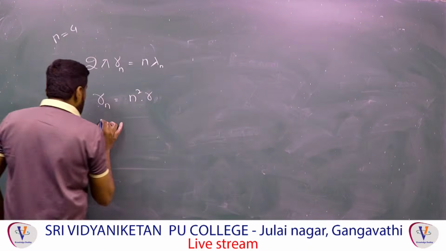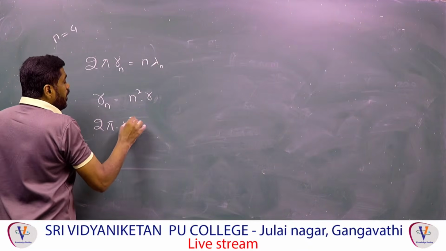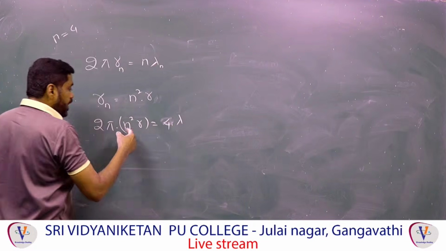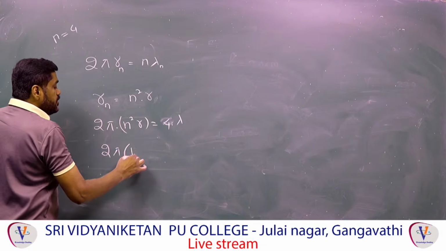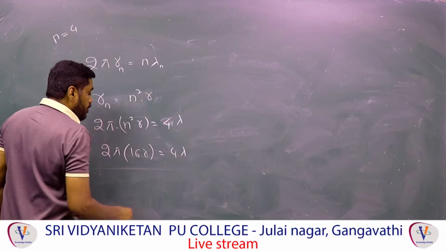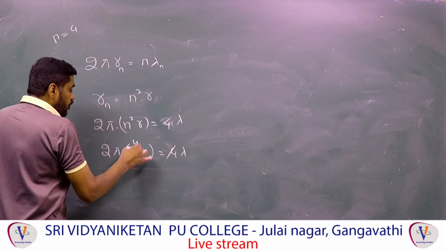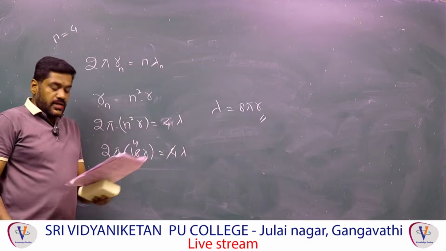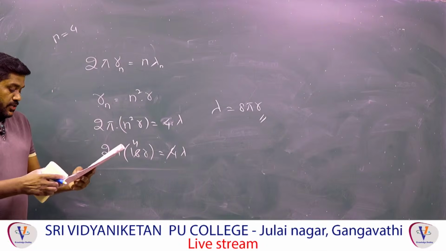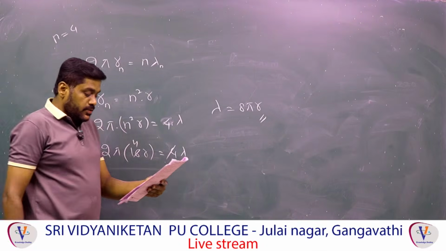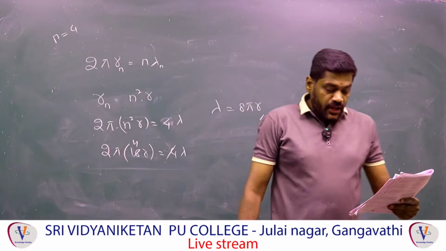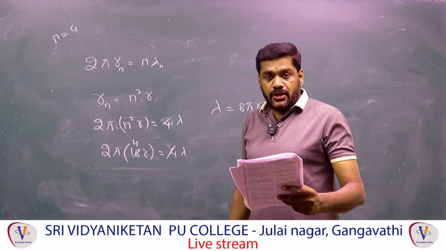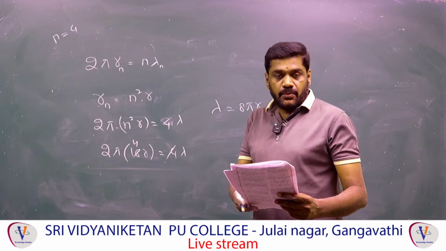So, 2 pi into n square r is equal to n lambda, with n equal to 4. So 2 pi into 16 r is equal to 4 lambda. Four ones are four, and you get lambda is equal to 8 pi r, which is the correct answer. A simple relation. Next, questions 26, 27, 28: all these are simple relations only, and you can go through them directly up to the 29th. Up to the 29th, they are completely theory questions and do not need any mathematical part.